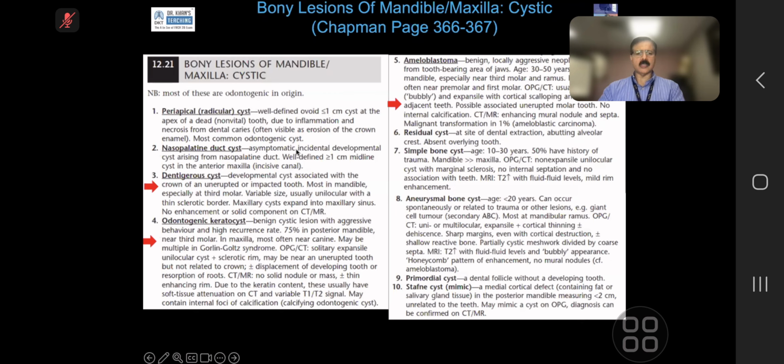Interestingly, our case was an 80-something year old. Still, it was a cyst arising from an unerupted tooth. Now, what is the pitfall? The pitfall is an ameloblastoma. Please remember that ameloblastomas can also be associated with an unerupted molar tooth. But the counter argument is that ameloblastomas have a bubbly appearance, so a bubble type of appearance will be there.